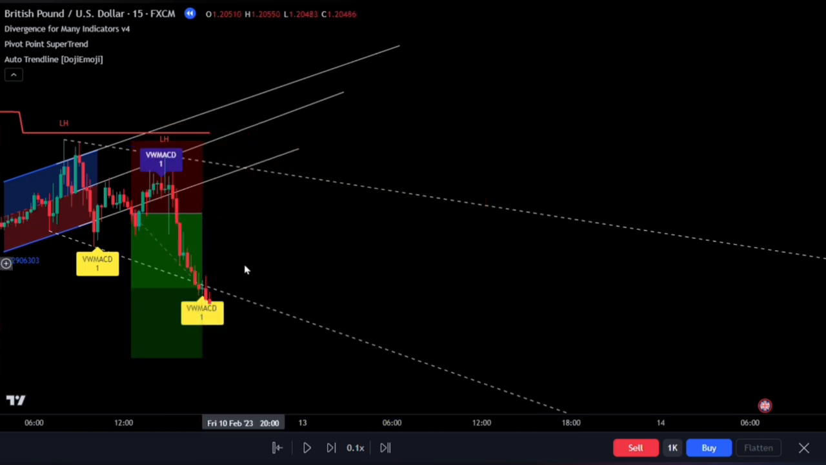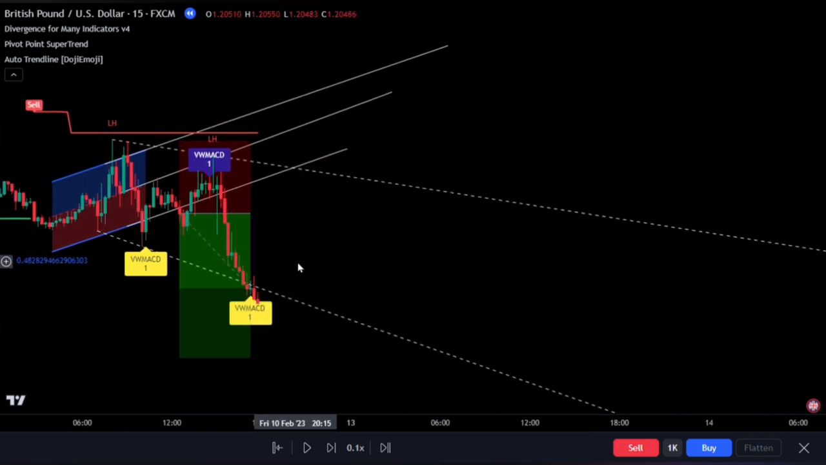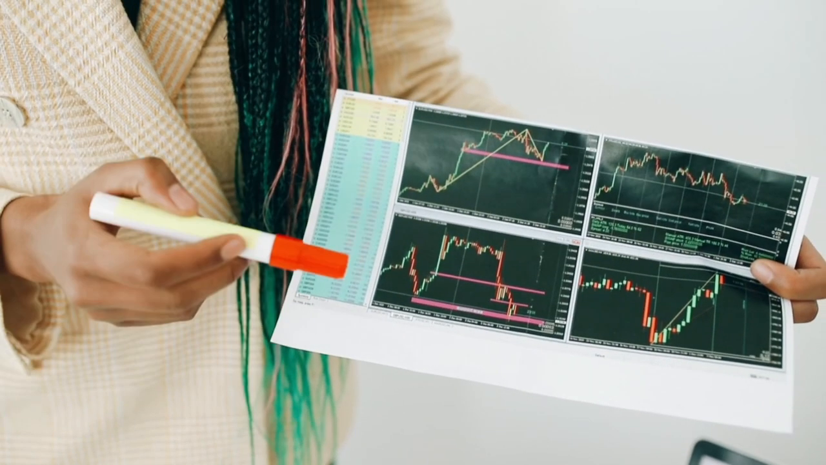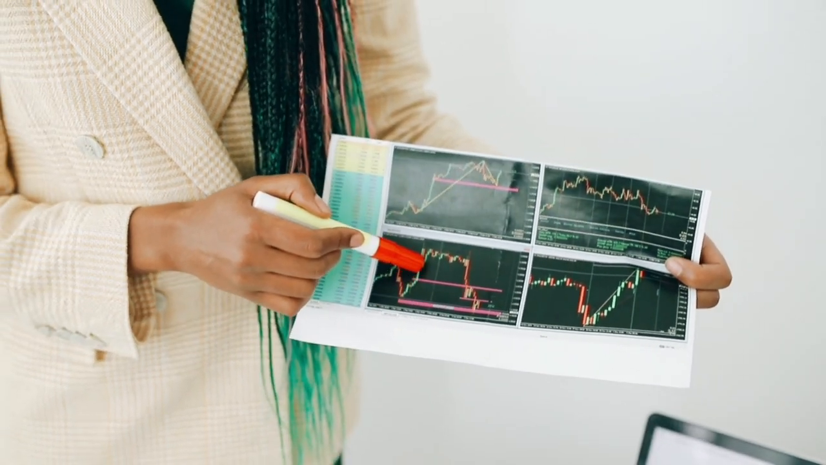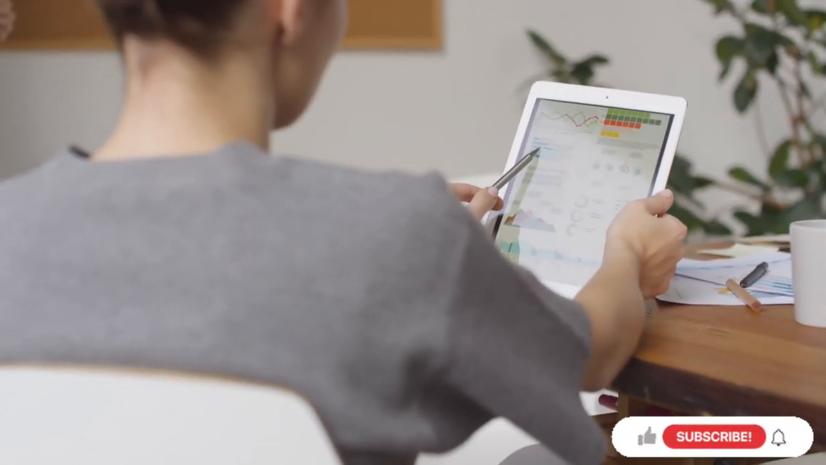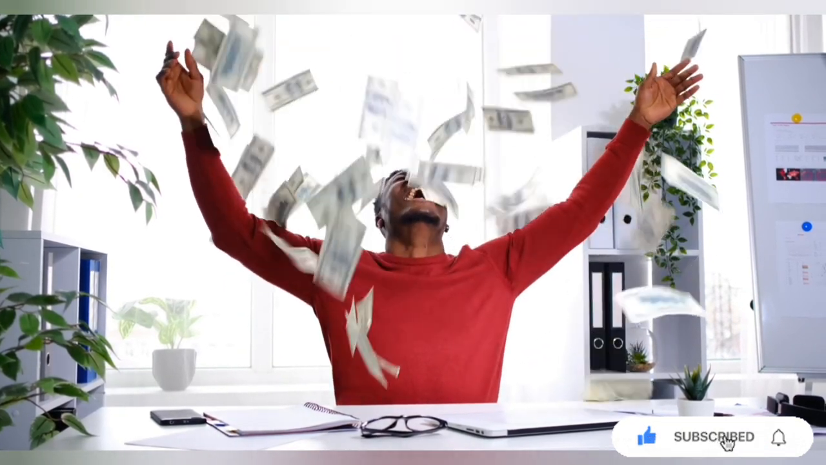So yeah, traders, give this indicator a try, and I'm sure it's going to make you a lot of money. In conclusion, this scalping trading strategy is perfect for day traders who want to make quick profits in a short amount of time. By using the right indicators and waiting for the right conditions, you can explode your small account in Forex, crypto, and stocks.